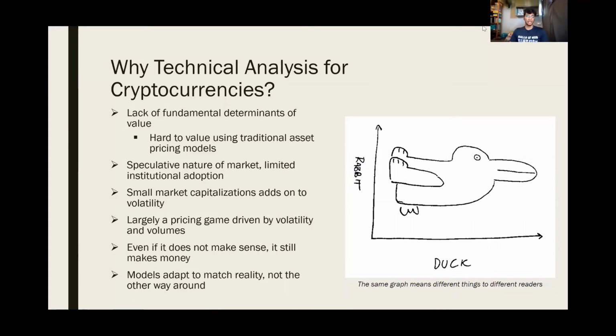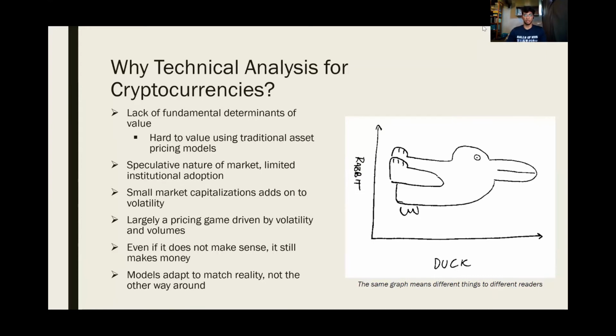Let's now look at why we use technical analysis for cryptocurrencies. One of the key reasons is the lack of fundamental determinants of value. Cryptocurrencies are very hard to value using traditional asset pricing models that you might use for equities, bonds, or derivatives, because they lack a lot of fundamental characteristics. There's no underlying company whose cash flows you could analyze. This makes the market very speculative, and there is limited institutional adoption. All these factors contribute to why we tend to use technical analysis for cryptocurrencies.